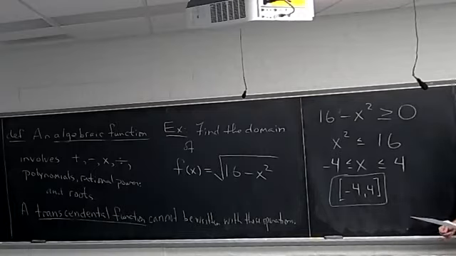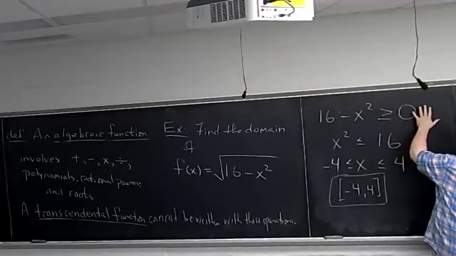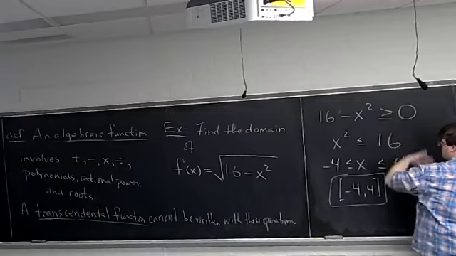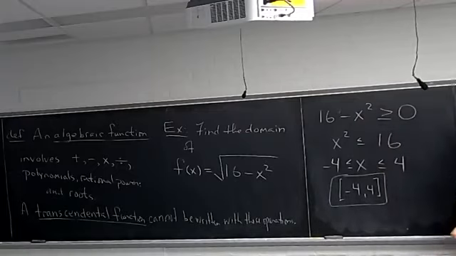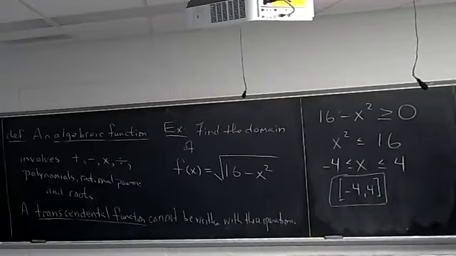Oh, why did you flip the sign when you added x squared? When you add x squared, you get 16 is greater than or equal to x squared. So I just wrote that in the other direction. Oh, okay, okay. Yeah, for these I always like when the x's are over on that side. Any other questions about this one?